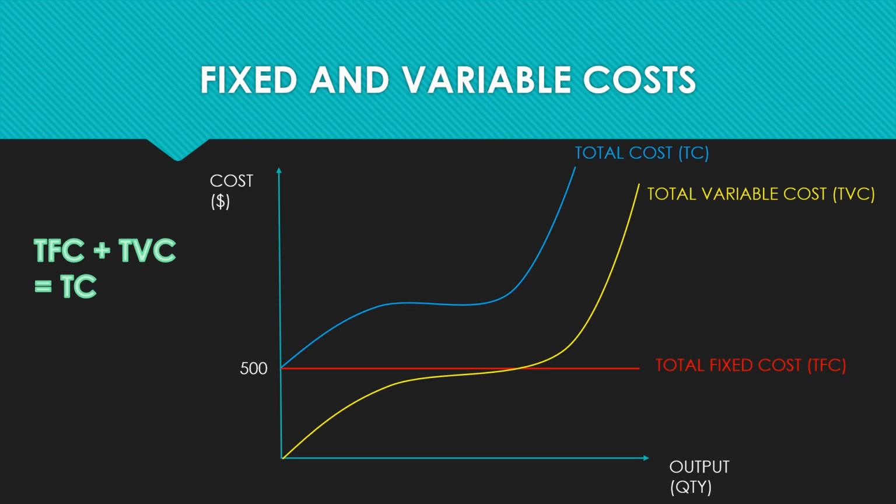If you look at the white arrow now, you can see that this gap here would be the $500 across all levels of output. It will be the same as here, this vertical distance here as well. So this vertical distance would also be $500 at every output level.